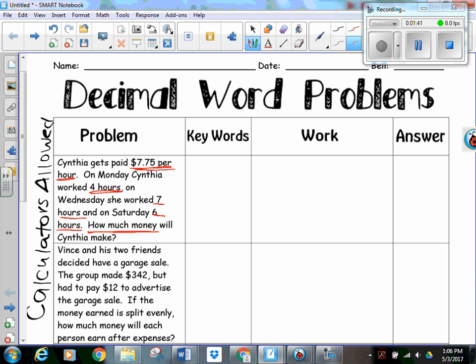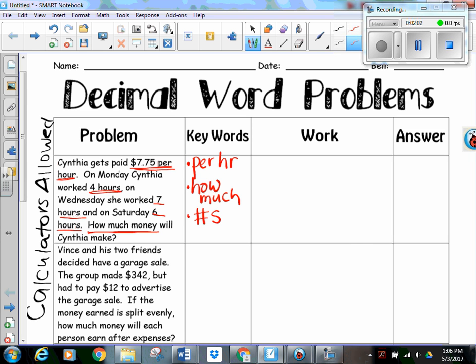Now for keywords, some keywords that we had in this problem would be per hour. I would also say how much. And then I would say all the numbers. Okay, so I'll just write numbers for that.